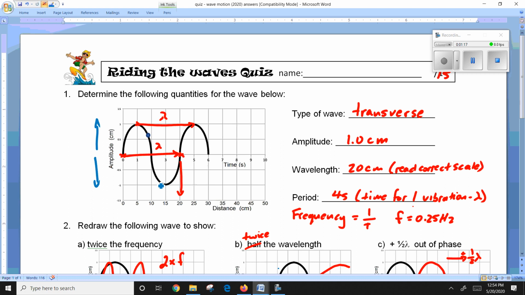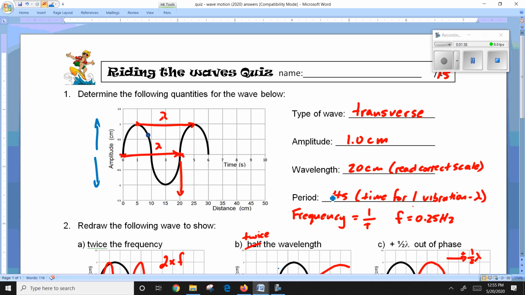Now for the period, it's how long it takes for one complete vibration. In other words, how long does it take for a wavelength? So it's going to be the same thing from here to here, but I'm looking at how long it takes, not the actual distance. So the length of time would be 4 seconds. That would be the period of the wave. It takes 4 seconds for this wave to occur.